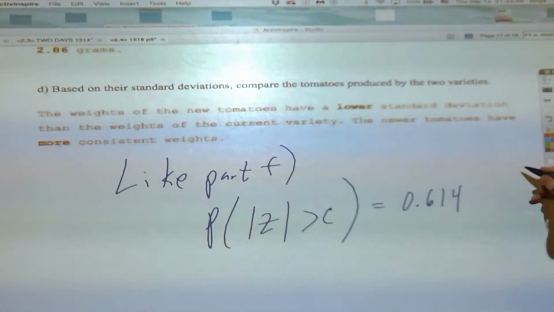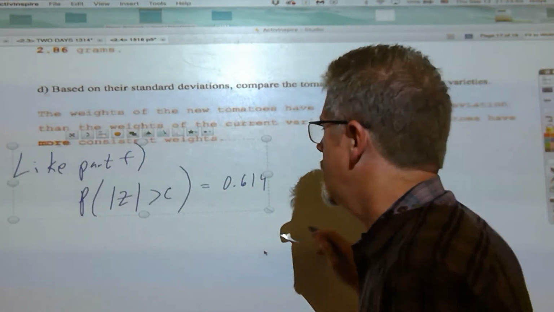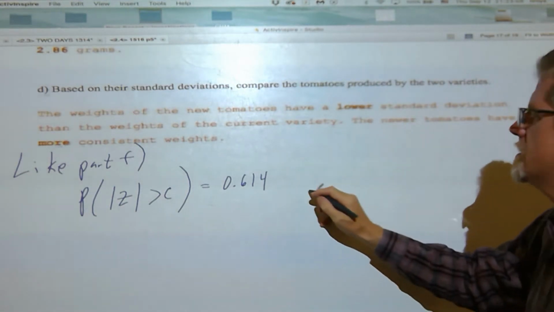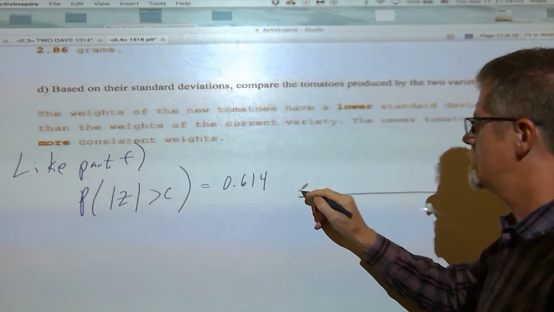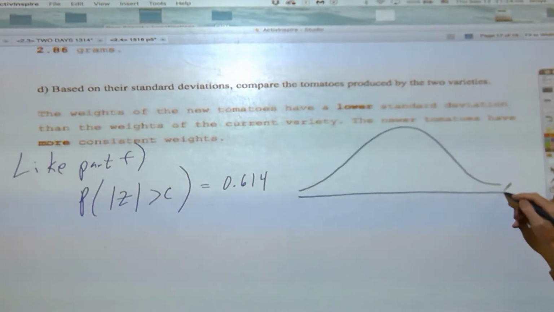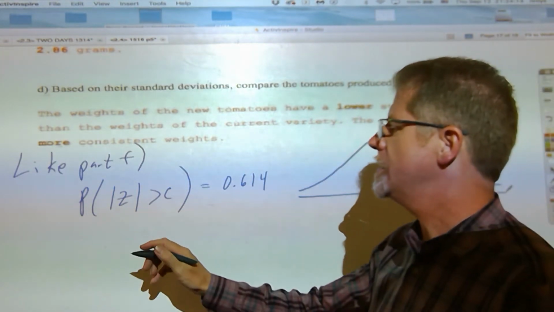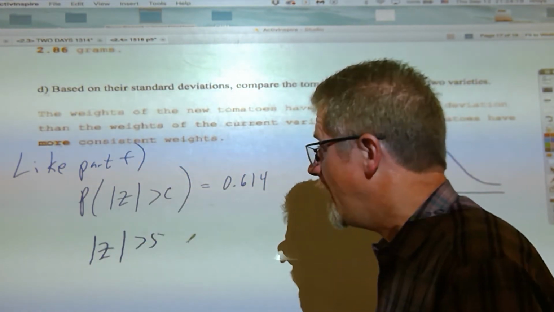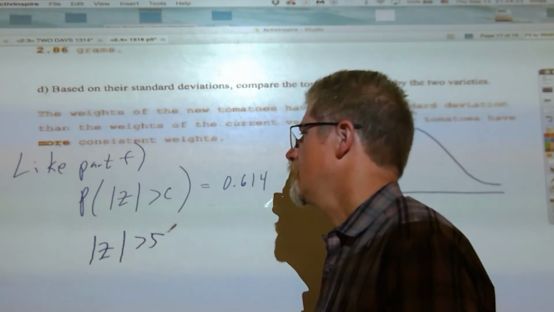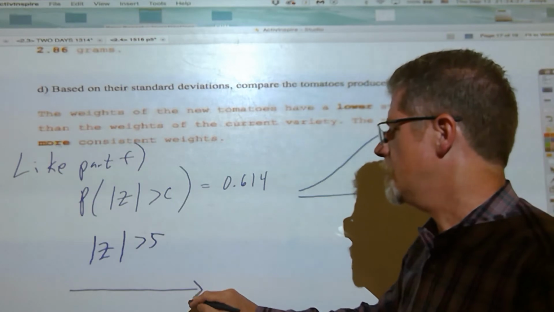So let's select this without selecting the underlined text and set up a picture of what it means for the absolute value being greater than C to be equal to a number. If you had a situation where the absolute value of a number was greater than 5, suppose C was equal to 5, what would that mean? That means that the distance from 0 is greater than 5.